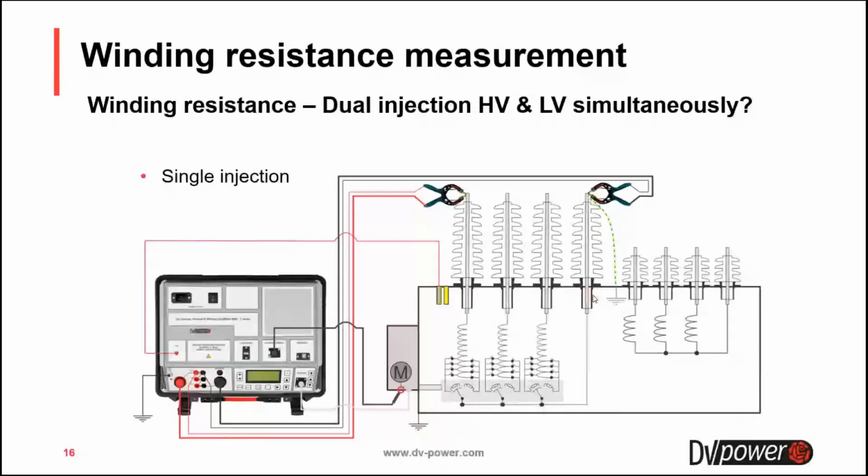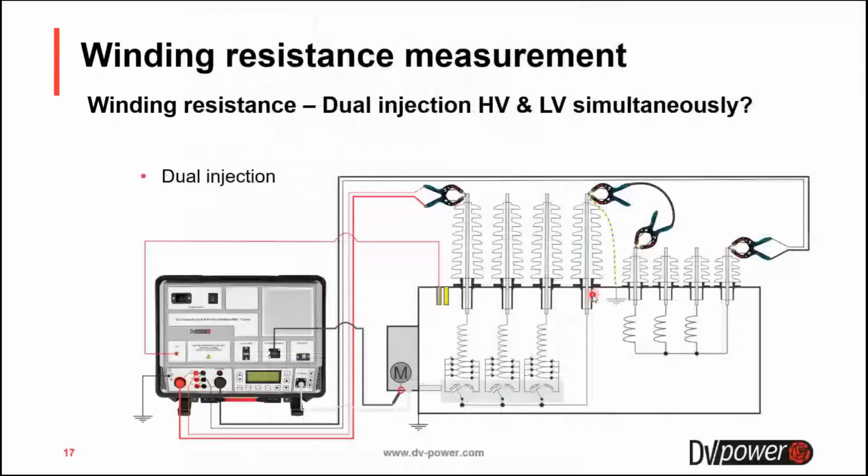In this slide, you can see how we can use dual injection with our single phase instruments. When we test a transformer with dual injection, we can mainly make the measurement faster because all of our instruments have 3 voltage sense channels, and it's possible to measure two windings simultaneously.